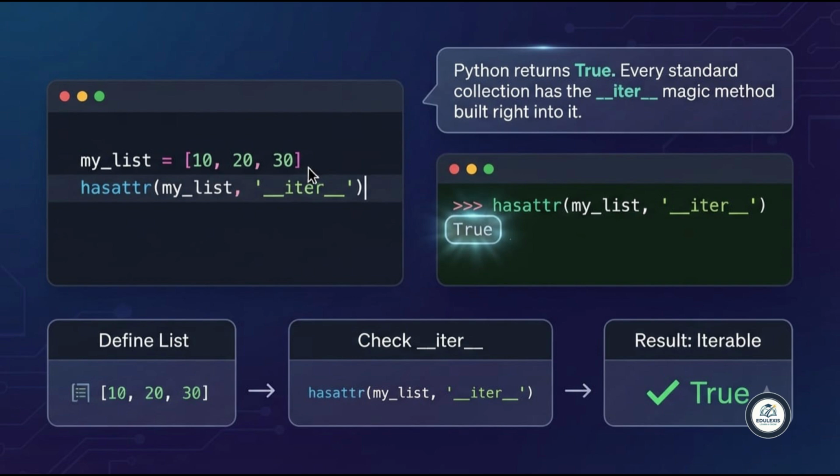We can pass it into the built-in dir function or check for the presence of the __iter__ magic method. Let's run a quick check using hasattr(my_list, "__iter__"). When we execute this, Python returns True. Every standard collection in Python has this magical __iter__ method built right into it. Action: type and run the snippet in the terminal, highlighting the True output.